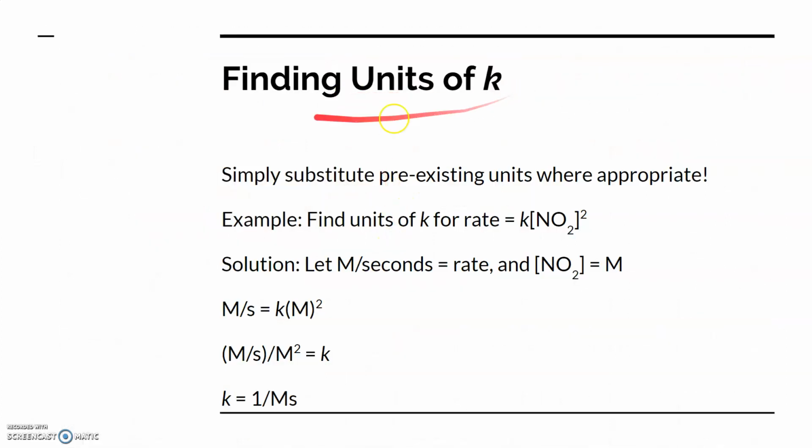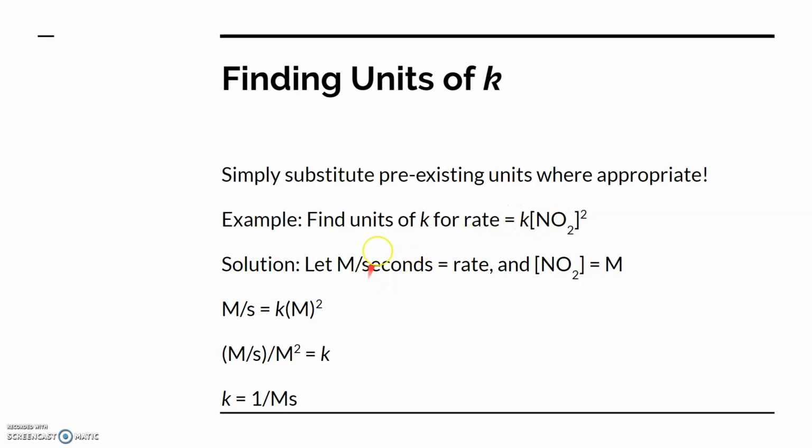Finding units of K. All right, I'm sure you're super excited to find units. Units are super fun, so let's get into it. So simply substitute pre-existing units where appropriate. K doesn't have constant units. Its units change based on the rate law. Here's an example. Find units of K for this rate law.